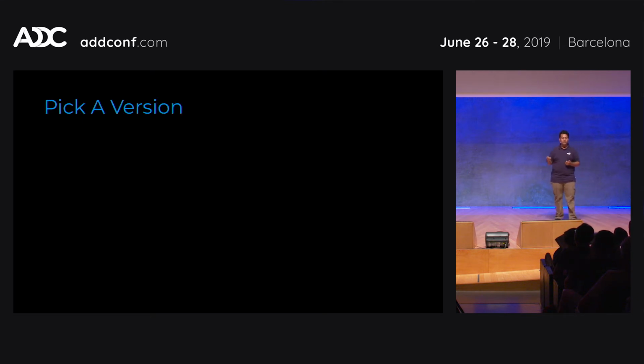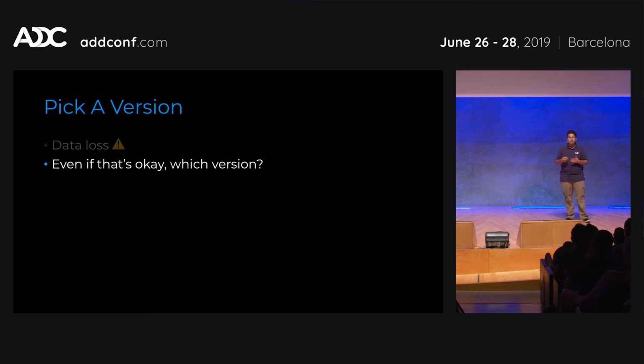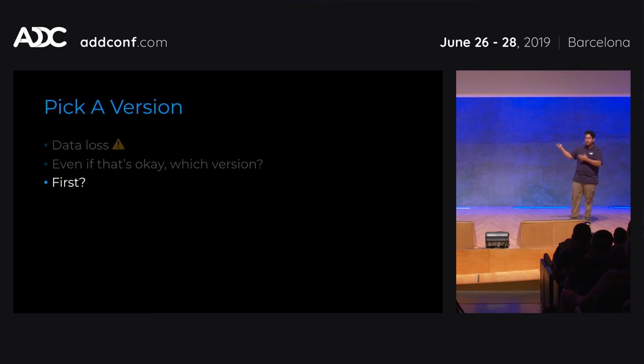Pick a version. Obviously this is bad because you end up with data loss. Regardless of what choice you make, one of those copies is going to get thrown away, and that would more than likely result in some form of data loss. Now, even if you said, it's OK for me to have data loss, I don't care, you have to ask the question of which one are you going to throw away. A good answer would be throw away the first one, pick the next one. But then how do you decide which one was the first one?